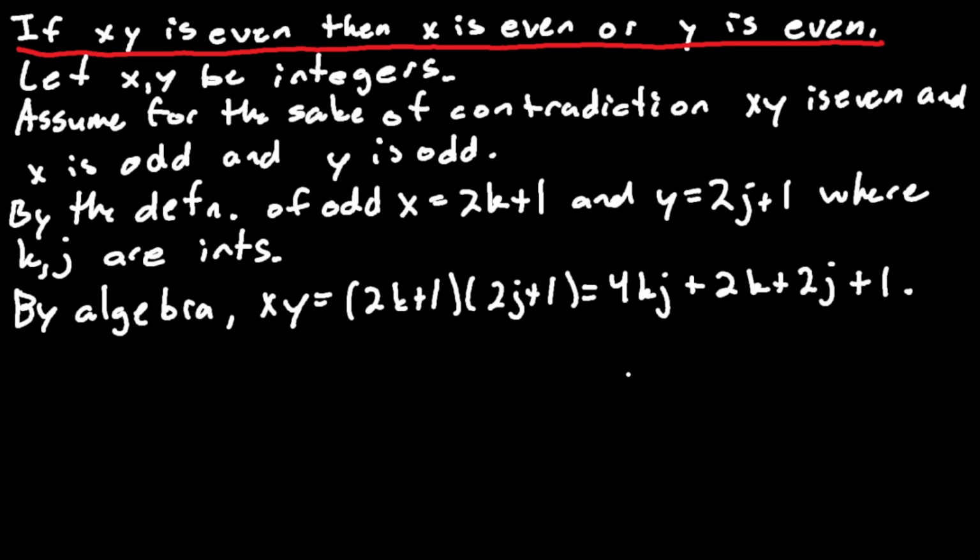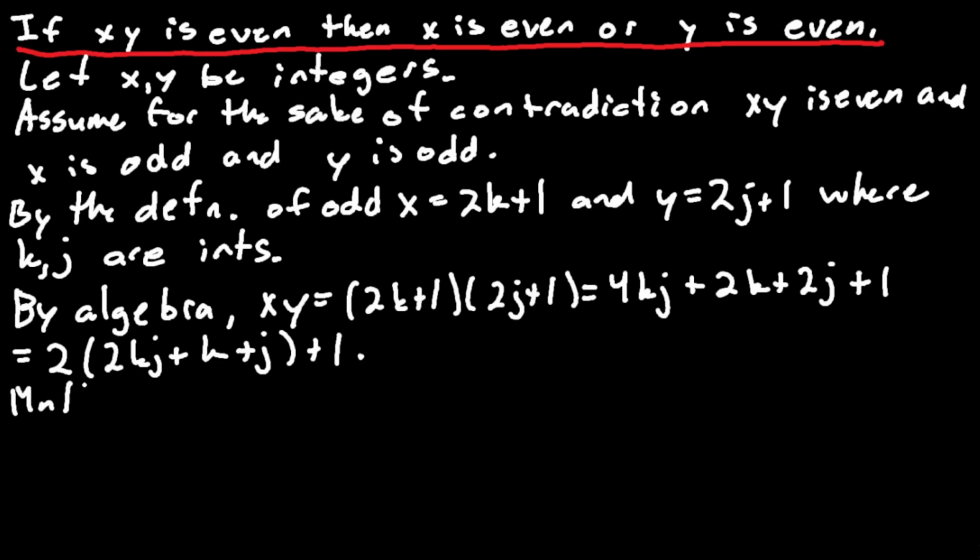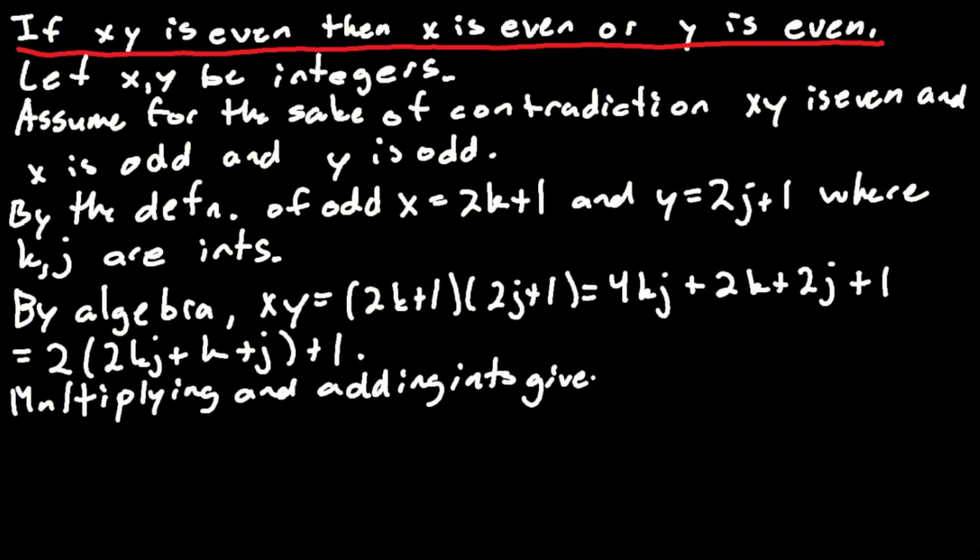Okay? All right. Here's the thing, though. We can factor out a 2 here. So let's write down the next line. 2 times (2kj plus k plus j) plus 1. So we factored out a 2 out of these 3 front terms here. Here's the thing. Multiplying and adding ints gives ints. So 2kj plus k plus j is an integer.